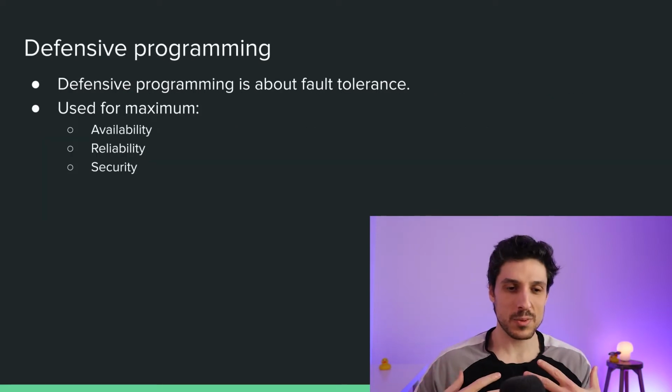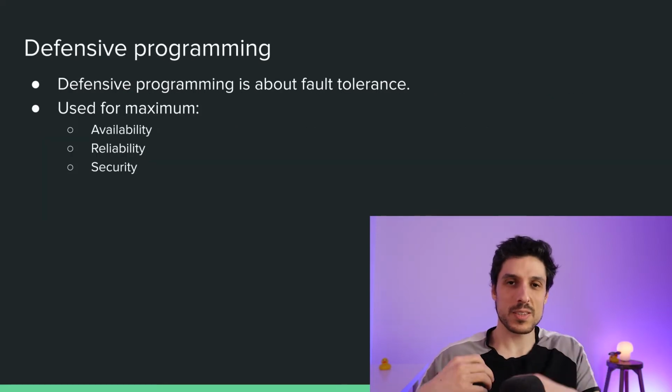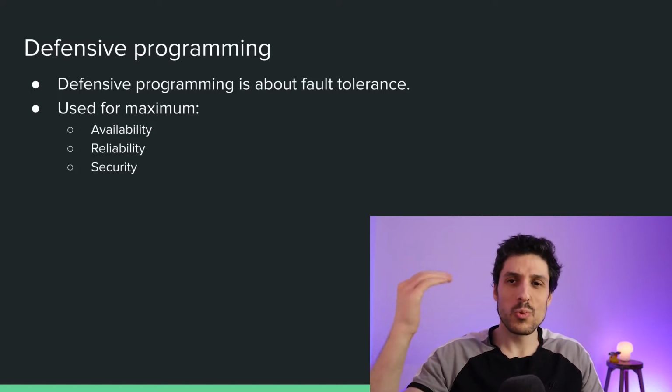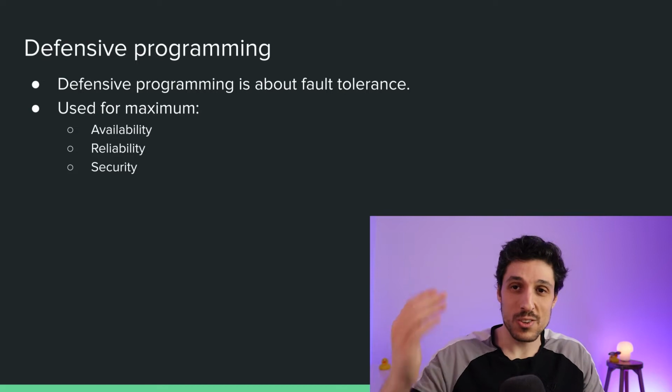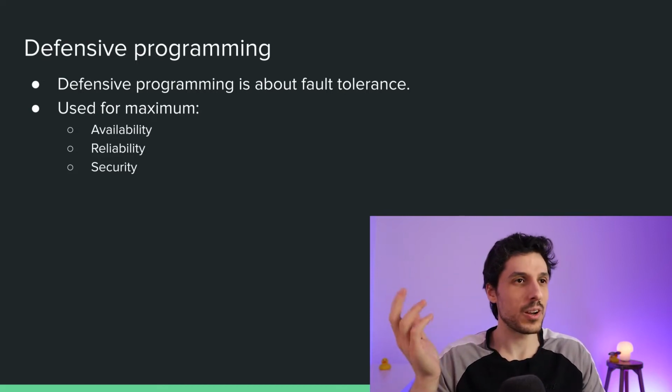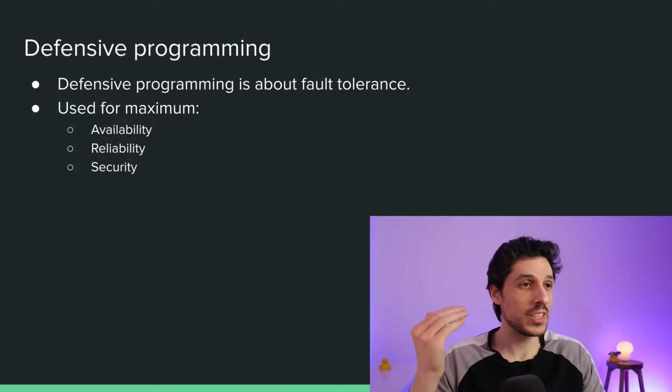In my interpretation, defensive programming is about fault tolerance. It means to go above and beyond to really ensure that your program is going to continue running and it's going to be bug-free. That's defensive programming. And it's used for certain types of programs where we need maximum availability, safety, and security.